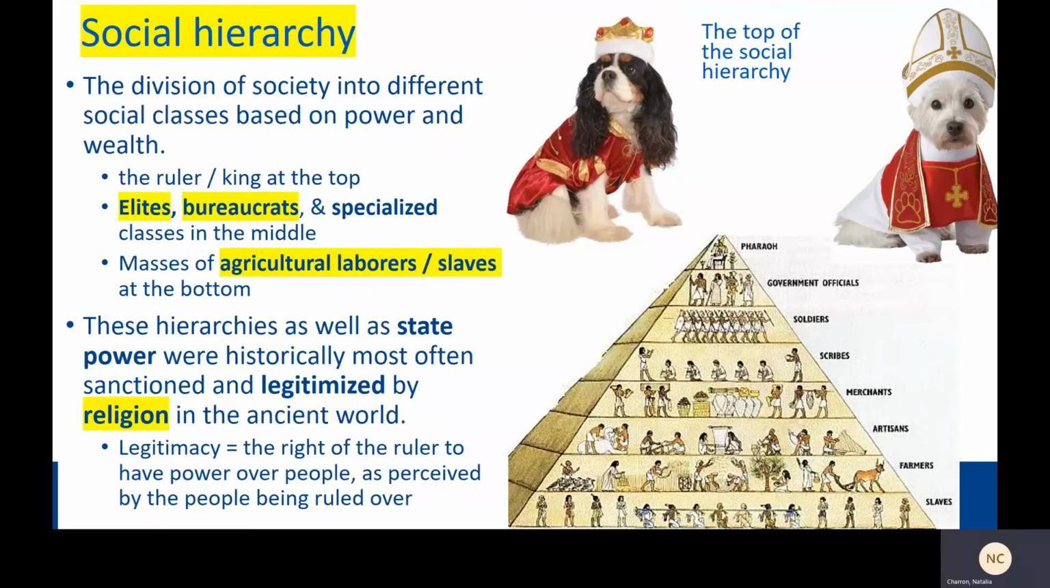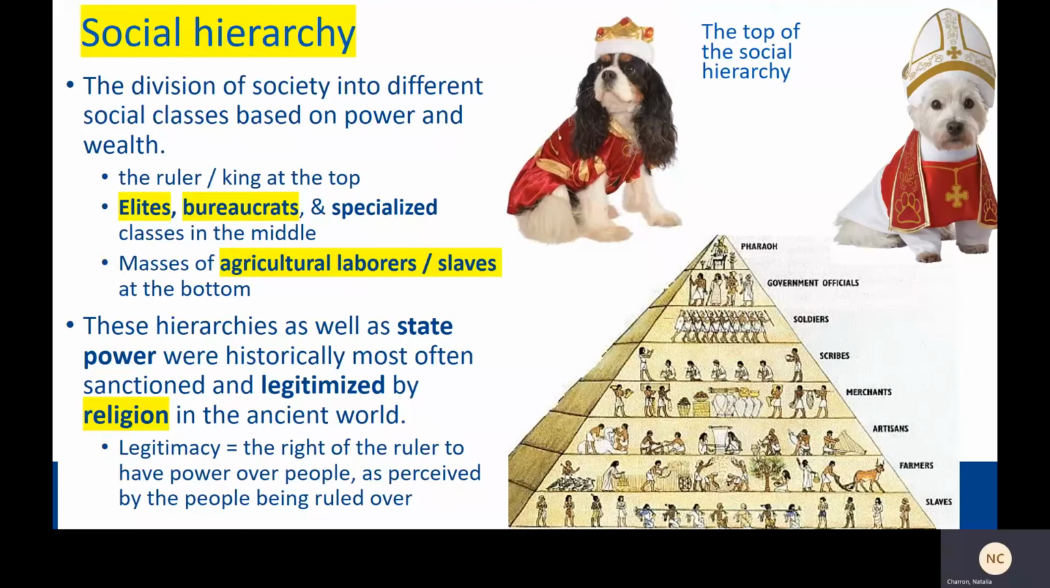You have bureaucrats, the people who do the business of government without actually having the power to make any rules themselves, like tax collectors and scribes and people who make the state work. And you get specialized classes of all sorts in the middle. So anybody who has special skills that take time and talent to master, that are especially valuable to the upper classes, are usually towards the middle of a social hierarchy. And at the very bottom, generally through history, you get masses of agricultural laborers, so like peasants, farmers, and slaves. Usually at the very bottom of the hierarchy are most of the population. Very few people get towards the top.